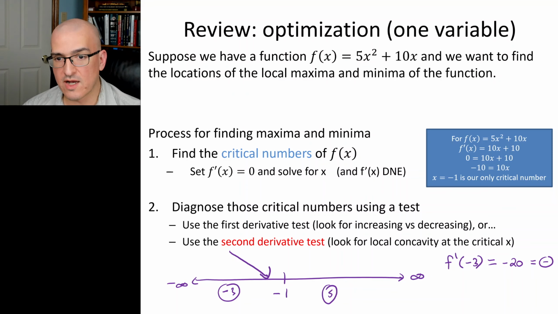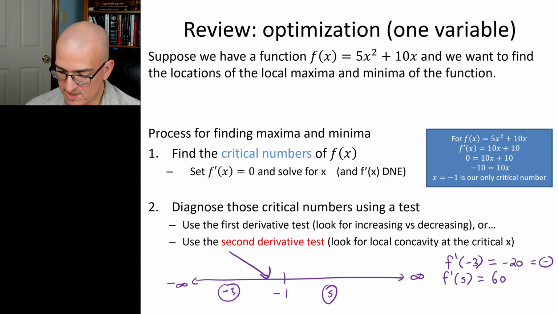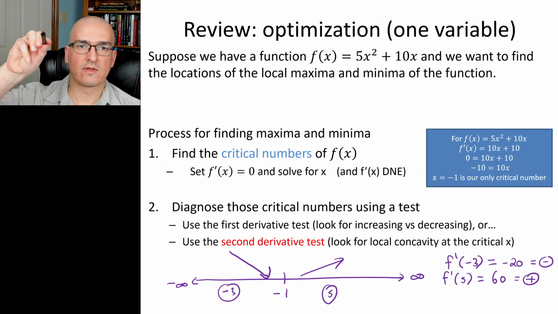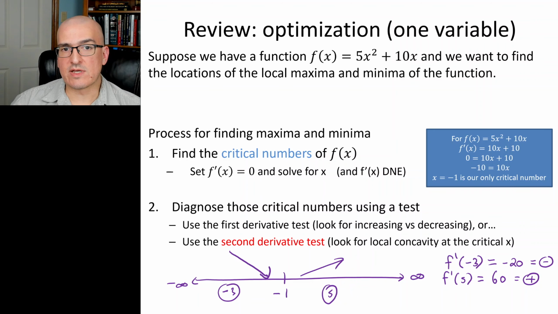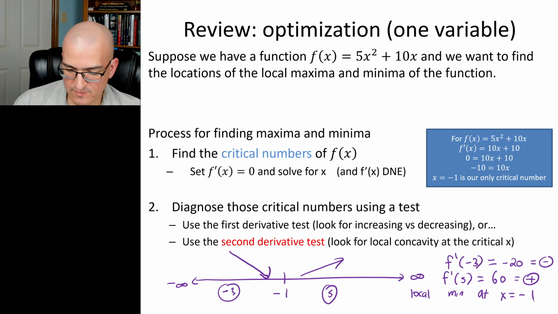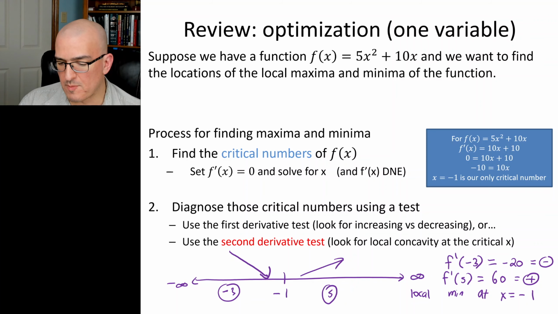To the right of -1, we pick 5. We plug that into the derivative, so f prime at 5. We get 50 plus 10, which is 60, which is positive. So that means to the right it's increasing. And if you look at the arrows, something that's going down and then back up, that's the graphical feature of a minimum. So local min at x equals -1. And then we would get the y value by evaluating f of x at -1.